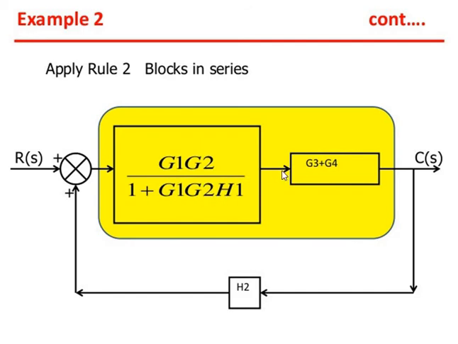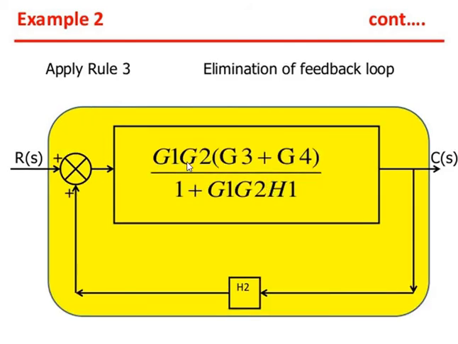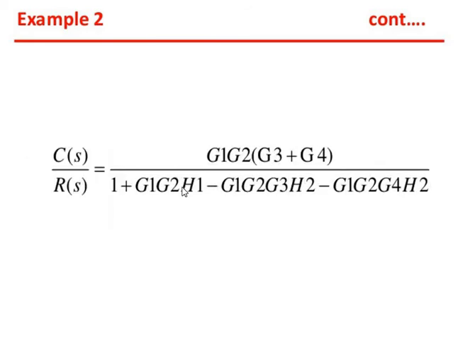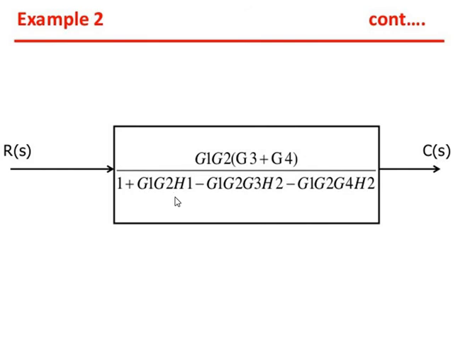Now these two blocks are connected in series, so it becomes multiplication. G1 G2 G3 plus G4 divided by 1 plus G1 G2 H1. Now apply rule 3, which is the elimination of the feedback path element. So this divided by 1, here it is plus, so it becomes minus H2 and this, so it becomes this. So CS by RS equals the gain of the block.